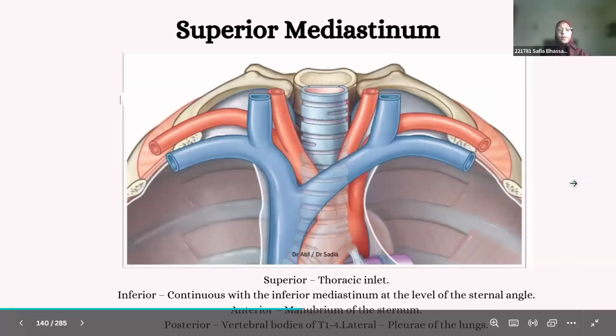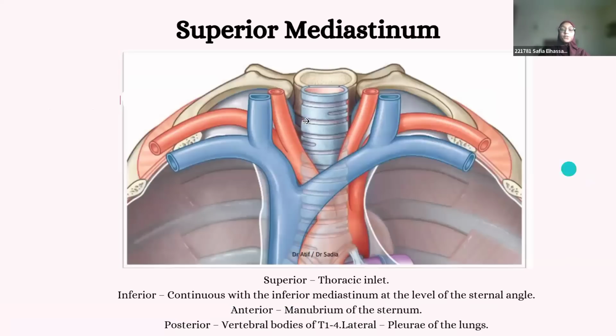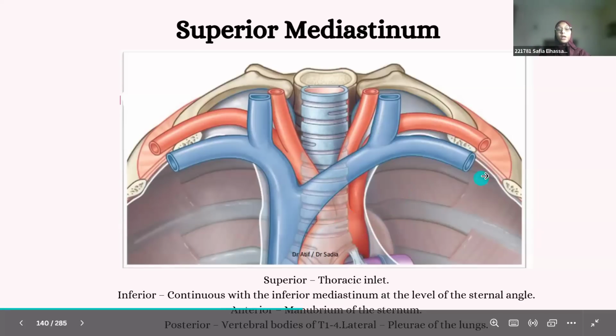So let's talk a little bit about the superior mediastinum. So superiorly, the superior border of it is the thoracic inlet, or the superior thoracic aperture. Inferiorly, it would just be continuous with the inferior mediastinum because it's right on top of it at the level of the sternal angle.